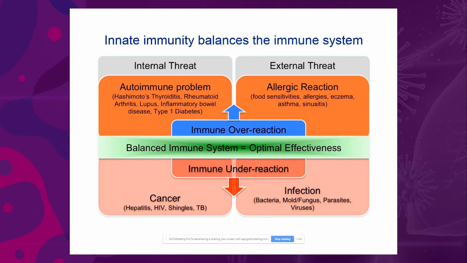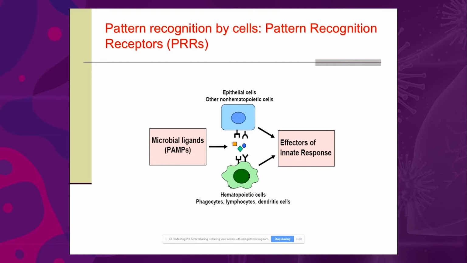Now, as you understand, it's very important for the immune system to be balanced. If there is underactivation of the immune system, then that makes us susceptible to infections or cancer development. And if there is overactivation, that leads to allergic reactions, allergic diseases, like allergic asthma, but also autoimmune diseases. So the immune system has to be balanced, and the innate immune response is key for achieving that.